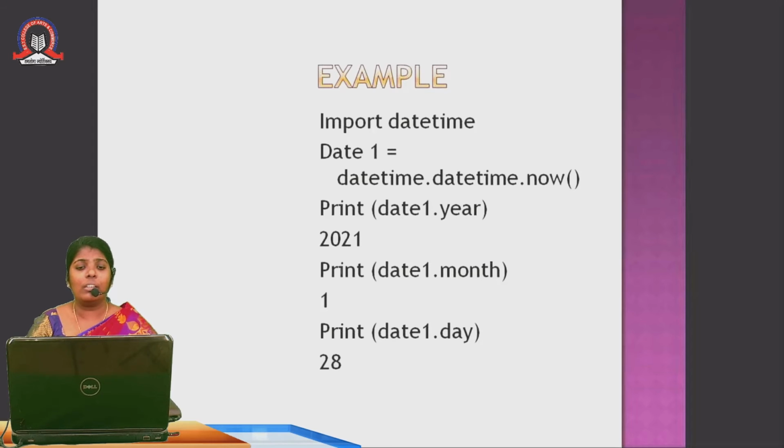Print date1 dot year: it will print this year, that is 2021. Print date1 dot month: it will print this month, that is January, month 1. Print date1 dot day: it will print today's date, that is 28. So this is an example for date and time.